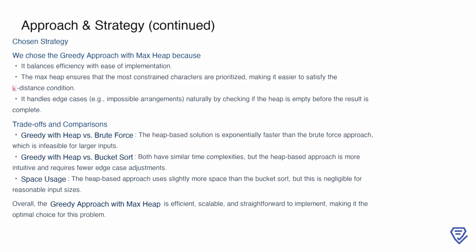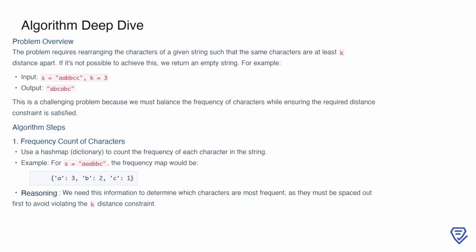This problem challenges us to rearrange the characters of a string so that the same characters are separated by at least k positions. If this rearrangement isn't possible, we return an empty string. For example, given the input string s equals "aabbcc" with k equals 3, one possible output is "abcabc". The key difficulty lies in balancing the frequency of characters while ensuring the distance constraint is met.